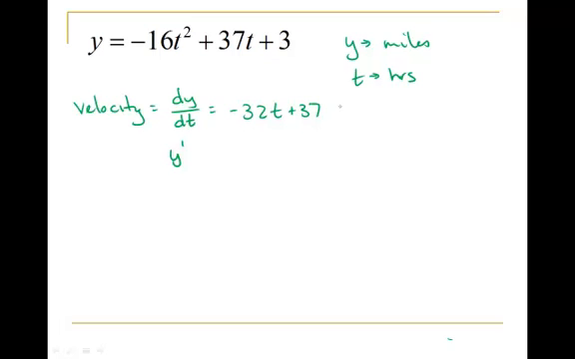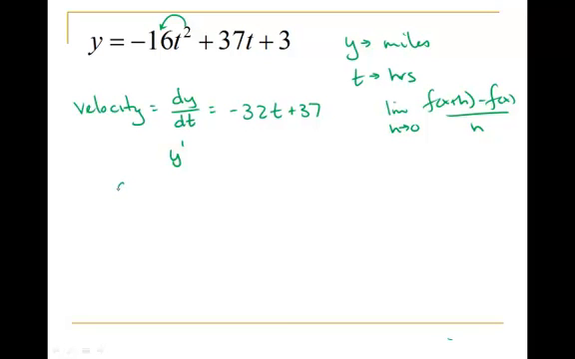I'm using my power rule rather than going through the entire definition, which is the limit as h approaches 0 of f of x plus h minus f of x over h. But again, we can just use the derivative where we drop down the power, multiply. So that's my velocity equation, and this will give me the velocity at any point in the graph.